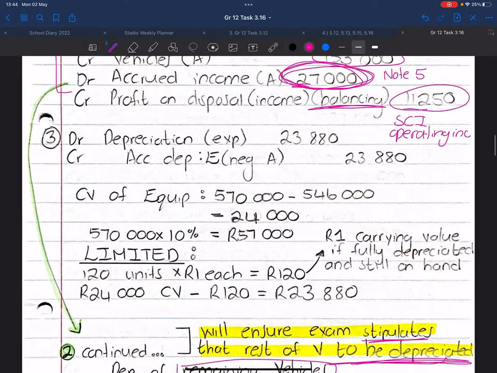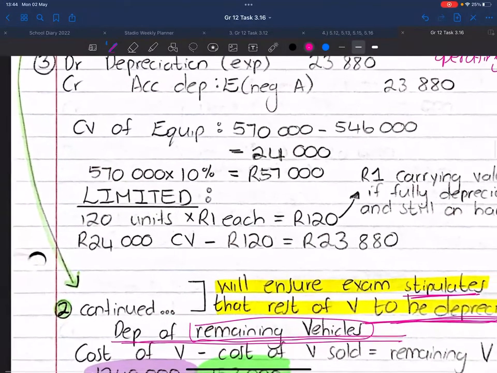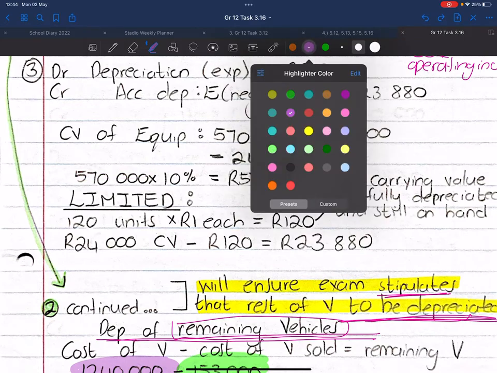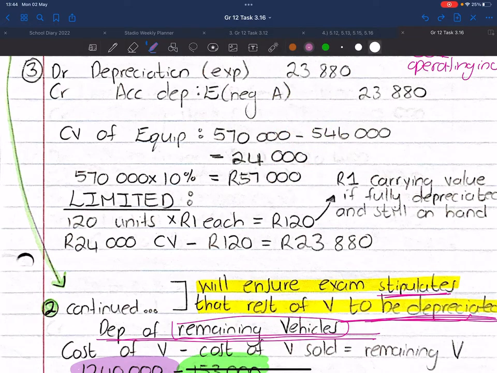Okay, then number 3, they tell us to depreciate equipment by 10% per annum on cost. Okay, then there's a bit of a trick here. They tell you to take note of the cost and accumulated depreciation before you arrive at your answer. So before I carry on with that, the reason that they do that is because they told us that it's 10% per annum on cost. So if we calculate 10% on cost, the depreciation amount is 57,000, and that seems pretty straightforward.